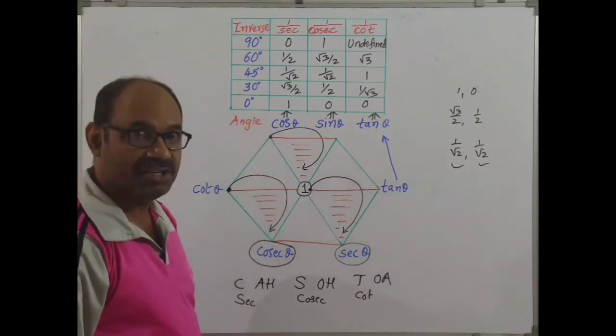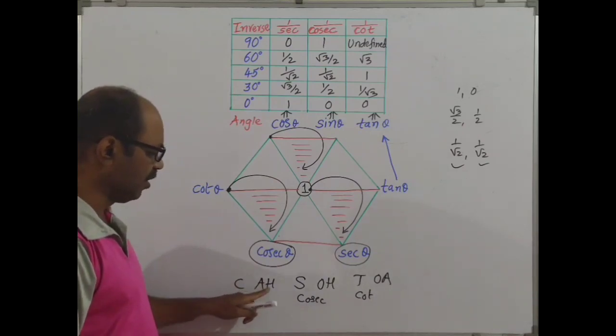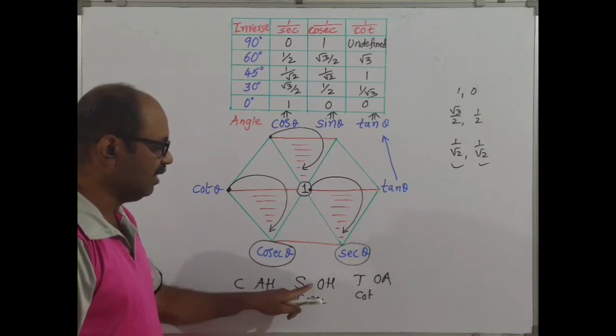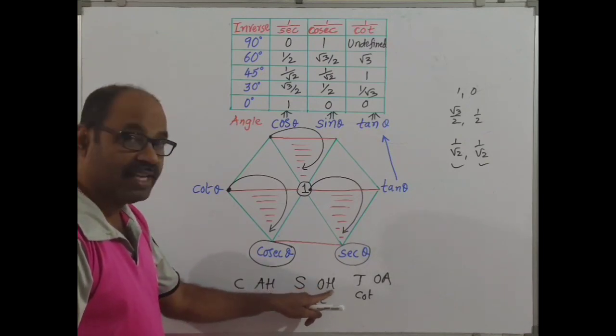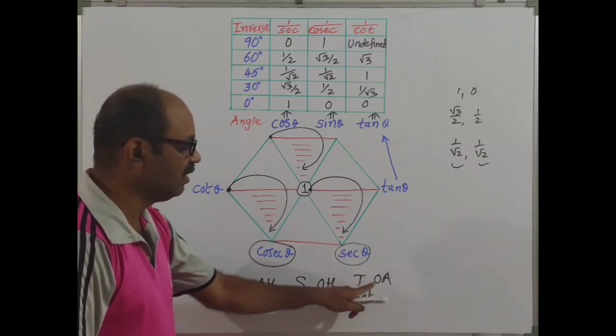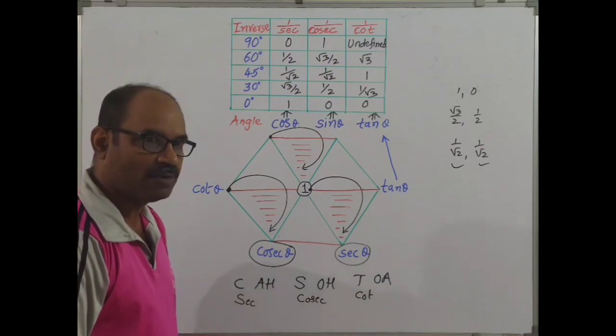Now interrelationships. Let me take the definitions. Cos is adjacent upon hypotenuse and sec is hypotenuse upon adjacent. Sin is O for opposite upon H for hypotenuse. Then cosec is hypotenuse upon opposite. Tan is opposite upon adjacent and cot is adjacent upon opposite.